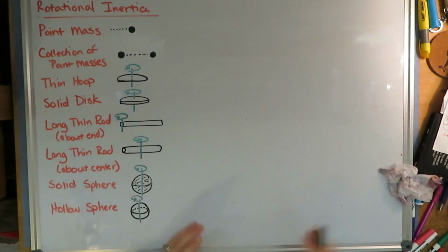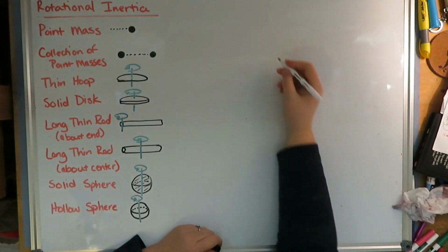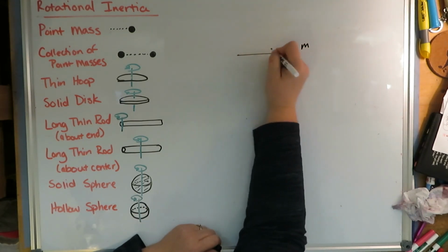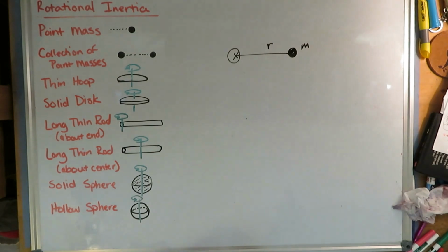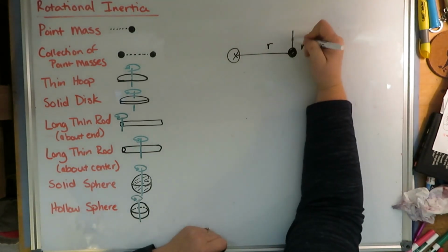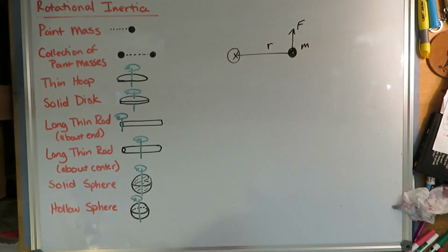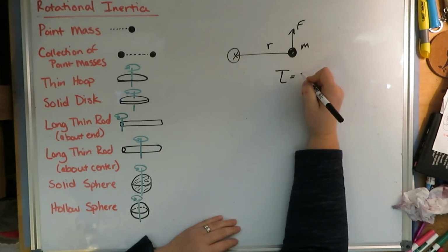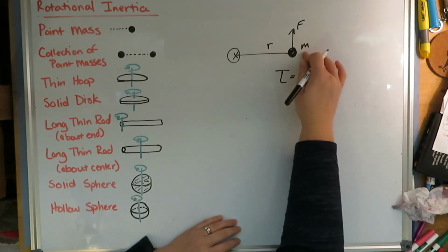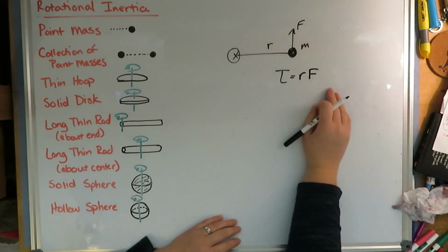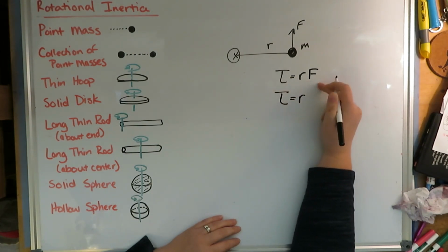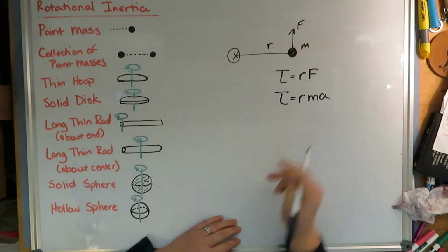Let's start with the point mass. We kind of already talked about a point mass the other day. We basically said that if I have a point mass here which has a mass of m, and it's located some radius r from an axis of rotation, and I apply a force to that point mass, that force would be exerting a torque. The torque would be equal to r times f. And if that's the only force acting, then that force is also going to be the net force. So we said the torque is going to be r times f, and f would be m times a.